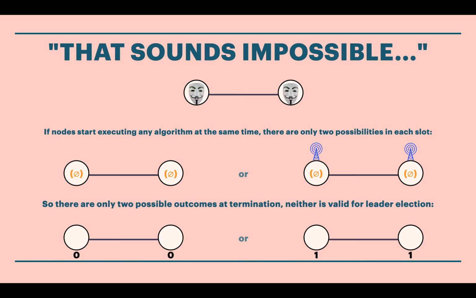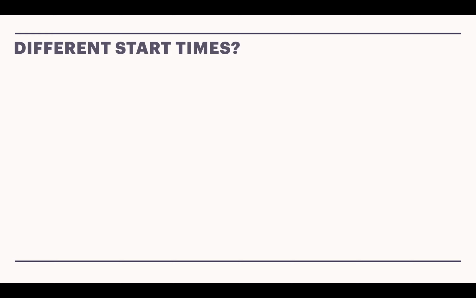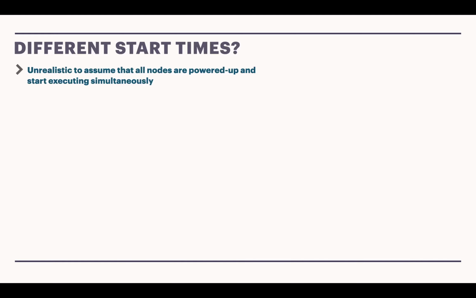And so what we could conclude is that as long as the nodes start the algorithm at the same time, it's just not possible to solve leader election. And so what we're going to consider is if nodes wake up or start the algorithm at different times. Certainly if we think about practical real-world situations, it's quite unrealistic to assume that all nodes in a radio network are going to be powered up at the exact same time, or that their algorithms are going to start executing at the exact same time.